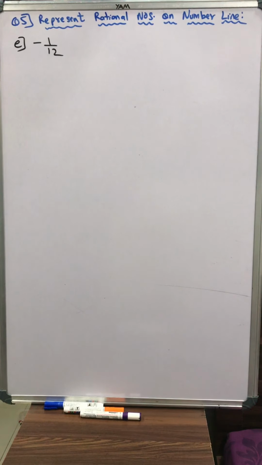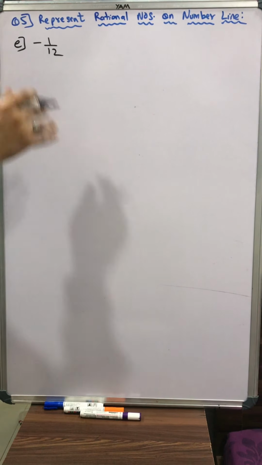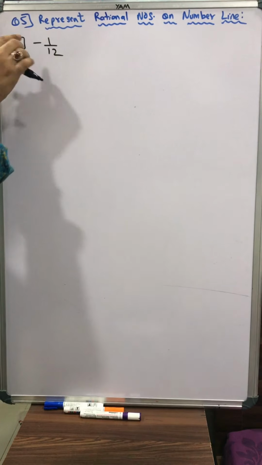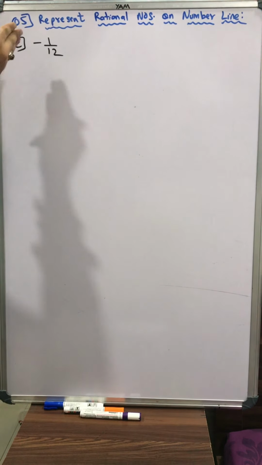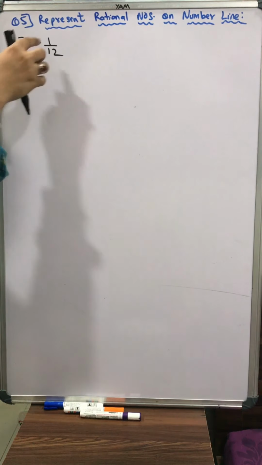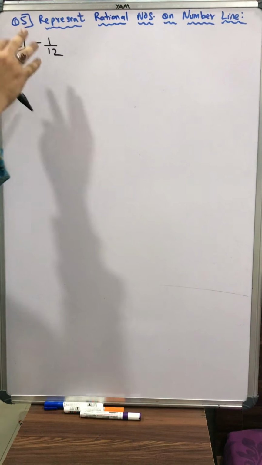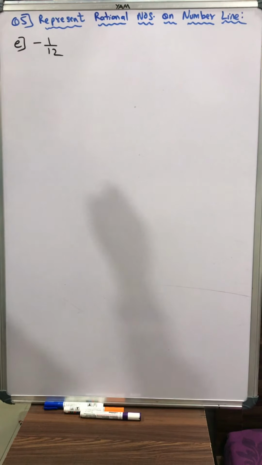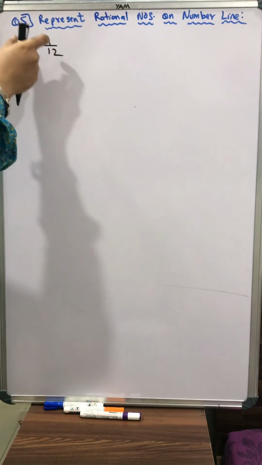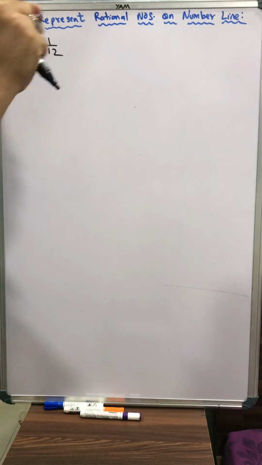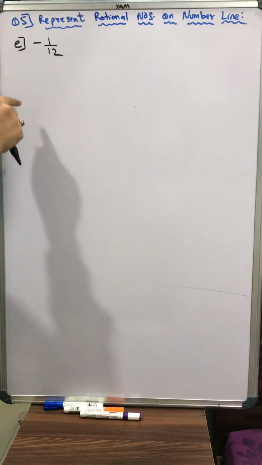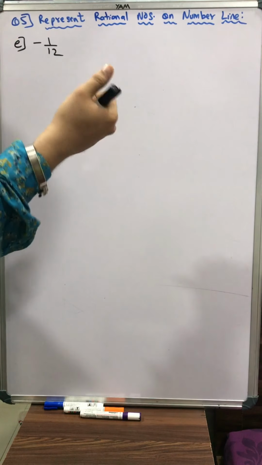The next question is, we need to represent minus 1 upon 12. Once again, students, see here. In this lecture, we are doing all the proper fractions. Once again, just leave this minus. 1 is less and 12 is more. So here we have numerator 1, which is less as compared to denominator. So it's a proper fraction. So whenever we have proper fraction, it's for sure that fraction will be plotted either between 0 and 1 or between 0 and minus 1. If a positive fraction, then it will be plotted between 0 and 1.